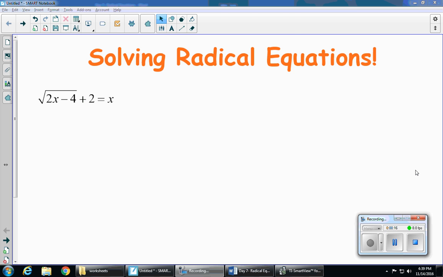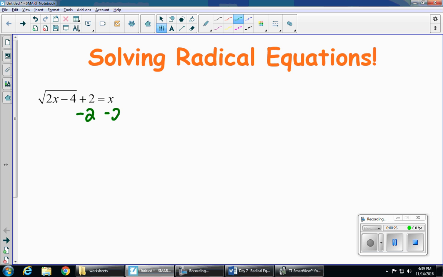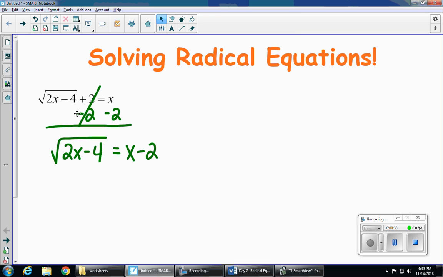The square root of 2x minus 4 plus 2 equals x. So what I want to do is get that square root alone. So my first step, I'm going to subtract 2 on both sides. So I get the square root of 2x minus 4 equals x minus 2. And now that the square root is alone, we can raise both sides to the second power.